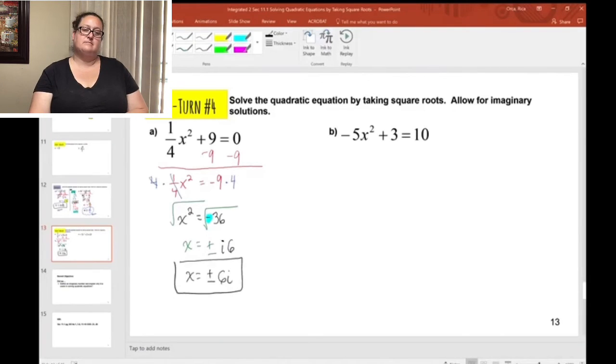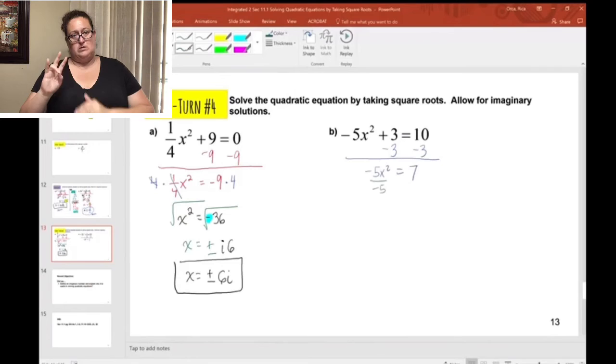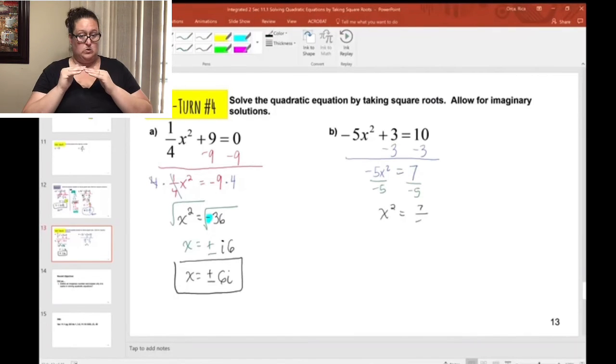Moving on to part B. Part B is negative 5x squared plus 3 equals 10. Start the problem by subtracting 3 from both sides. Now we have negative 5x squared is equal to 10 minus 3, which is 7. Divide both sides by negative 5. That's x squared equals 7 over negative 5.